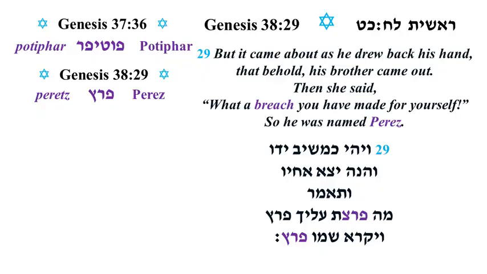If you go to Genesis 38, that's the story of Judah and Tamar. And we won't go into the whole story, but Judah sleeps with Tamar, and she becomes pregnant. And she has twins. And the first one to breach out is Peretz. And in verse 29 of 38 it says, but it came about as he, the first baby, drew back his hand, that's Zerach, that behold, his brother came out. Then she said, what a breach you have made for yourself. So she named him Peretz. Peretz in Hebrew means breach.